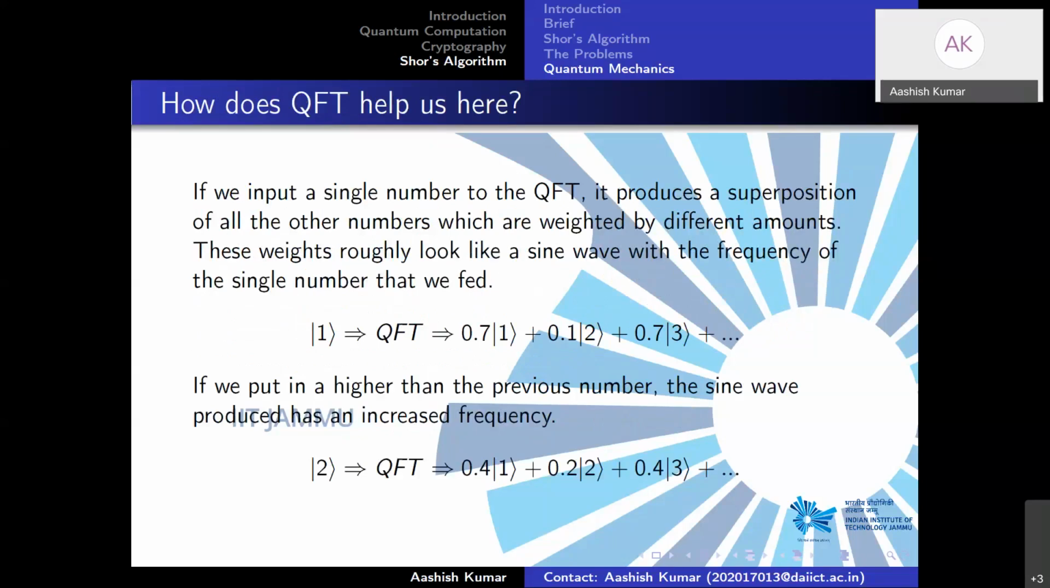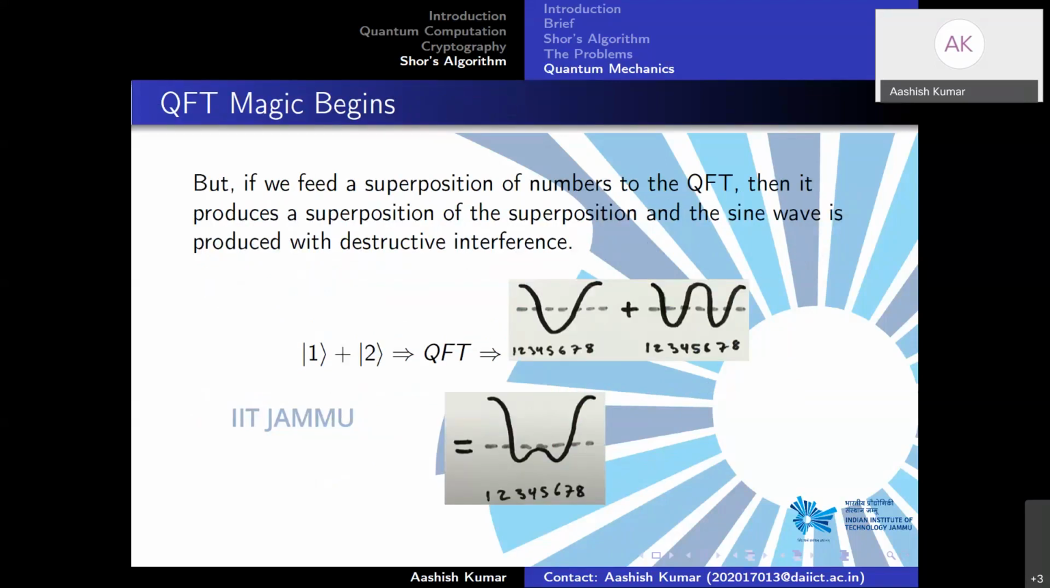So how is the quantum Fourier transform helping us? If we input a single number to the quantum Fourier transform, it produces a superposition of all the other numbers, weighted by different amounts. Those weights roughly make up a sine wave with the frequency of the single number that we have fed. So if we take a higher number than the previous one, the sine wave produced by the weights of the superposition made by the quantum Fourier transform would have a higher frequency than that of the previous, smaller number.